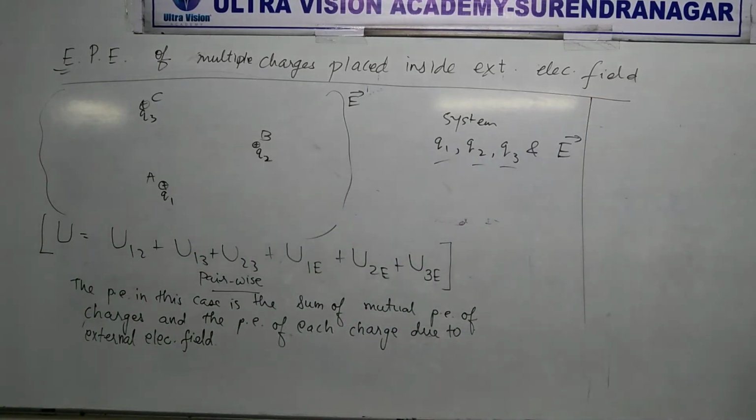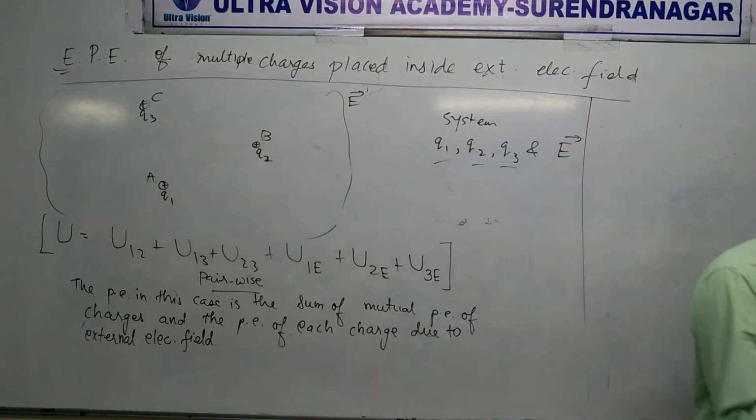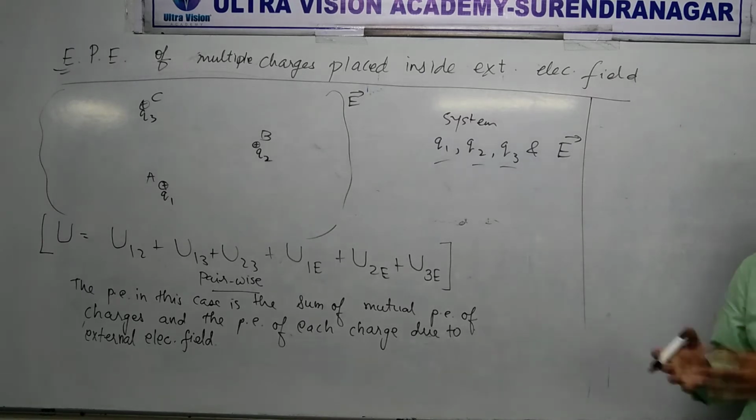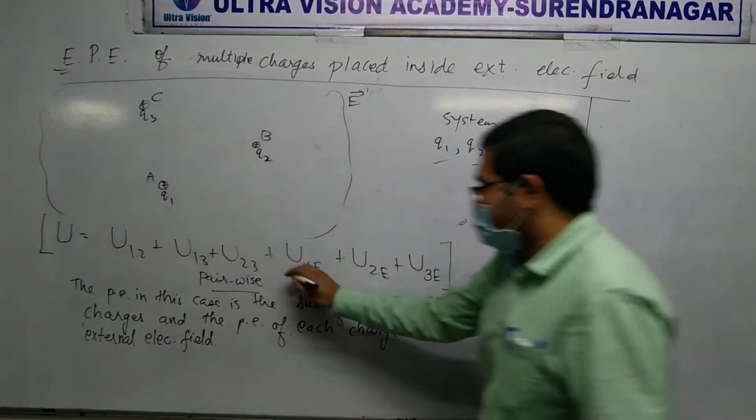So what have we written? The potential energy in this case is the sum, that is addition, of mutual potential energy of charges. What does mutual mean? Between two. Is that okay? Mutual means some relation between the two. So between two charges, which means 1 and 2, 1 and 3, 2 and 3, as many as there are. And then something more. What more? And the potential energy of each charge, first charge, second, third, all due to the external field. That are these 3 terms.